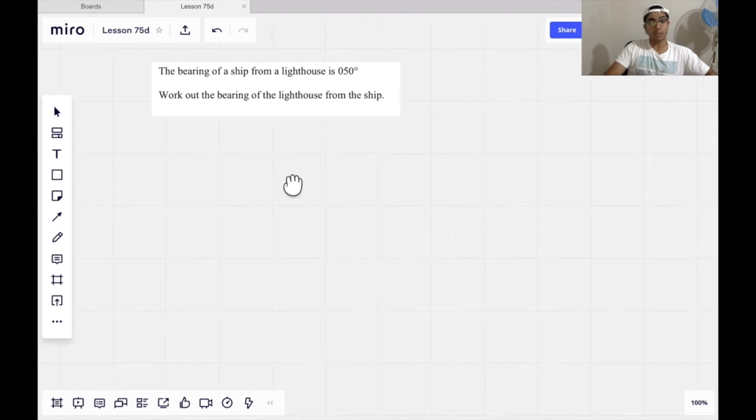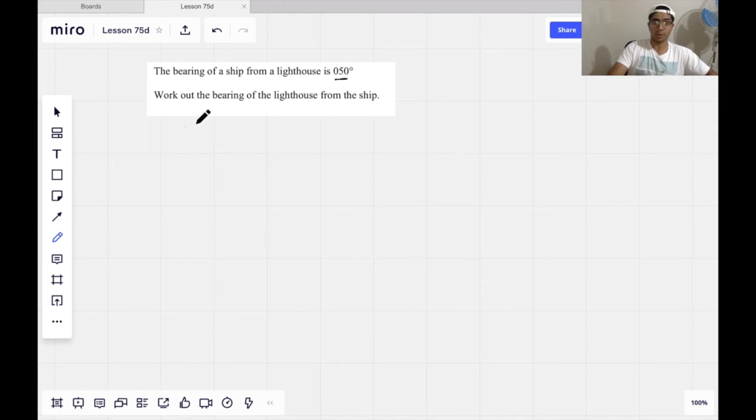We have another one here. The bearing of a ship from a lighthouse is 050. Work out the bearing of the lighthouse from the ship. So this is kind of asking us to reverse it.